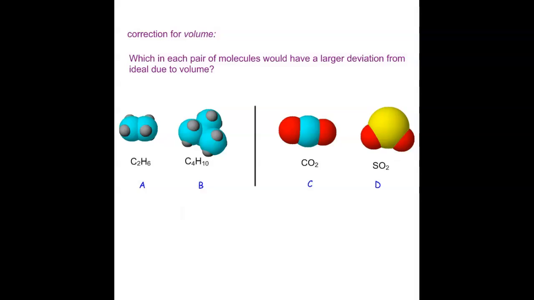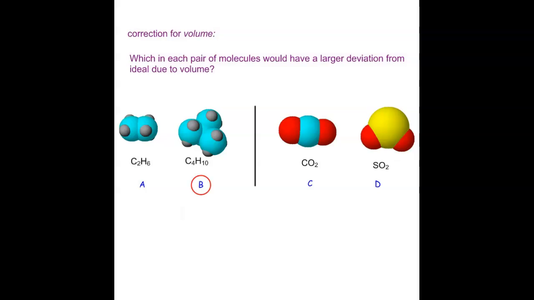Now let's take a look at a couple of molecules and try to decide which would behave less like an ideal gas. In this first instance, we're comparing ethane and methylpropane, and one of them is going to be less ideal because of the volume component. The larger the molecules, the more the impact as the container gets smaller and smaller or as the pressure gets greater and greater. So we can choose the larger molecule as having a larger deviation from ideal behavior.